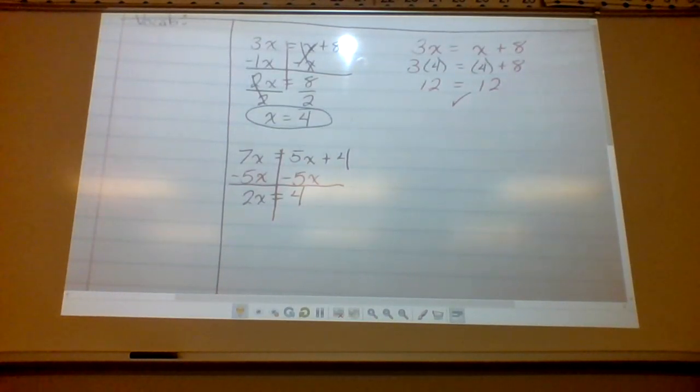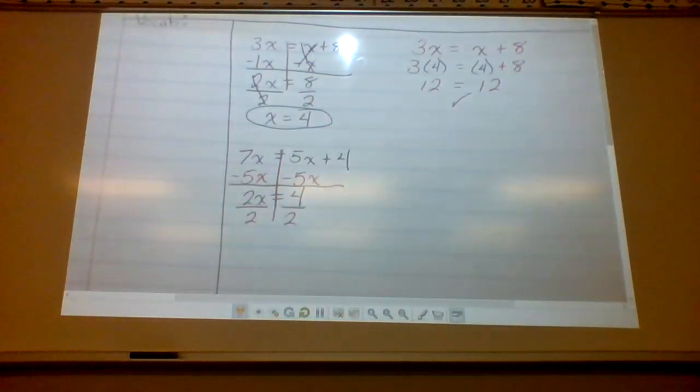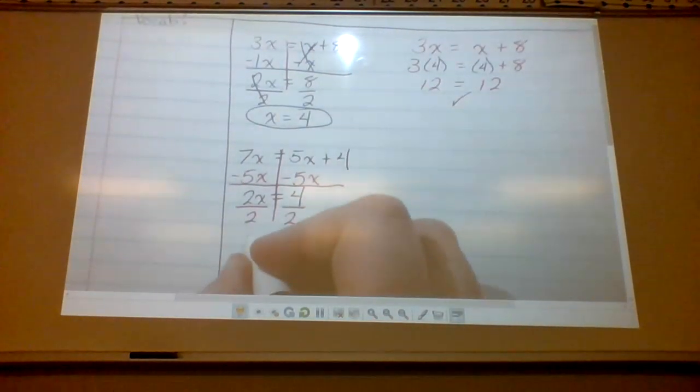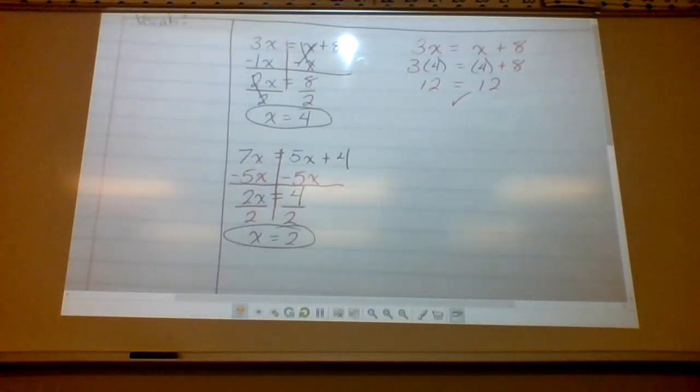Why do we divide by 2? Because you get rid of that 2. So what is our solution? X equals 2. Do the check on this one. Solve the check. Let's go.